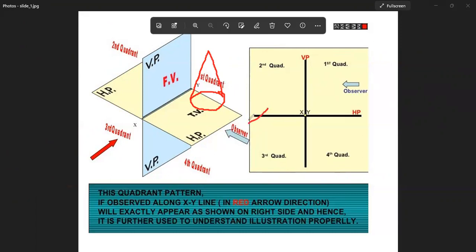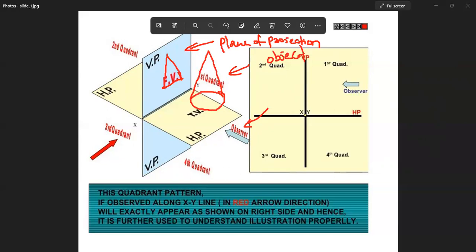So this is the observer, and when the observer views this object, I will get the front view of this cone here in this plane. FV represents the front view. So this is the observer, then this is the object, and this is the plane of projection. So this is the answer: observer, object, and plane of projection.